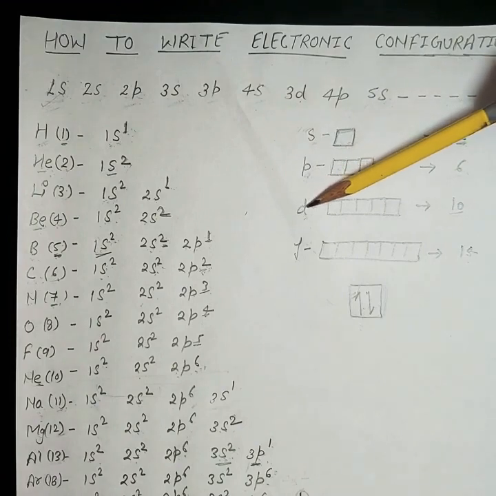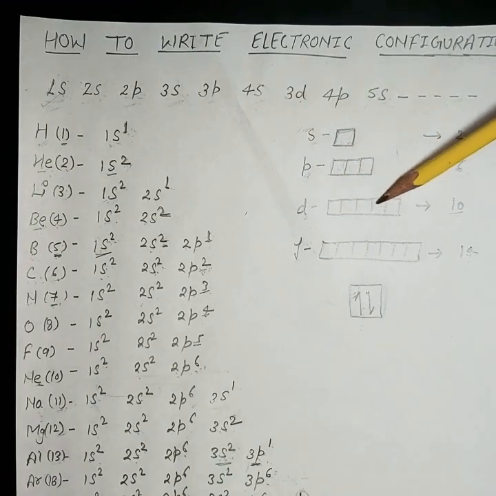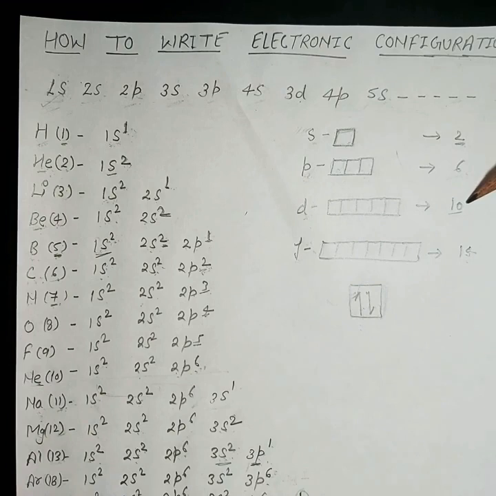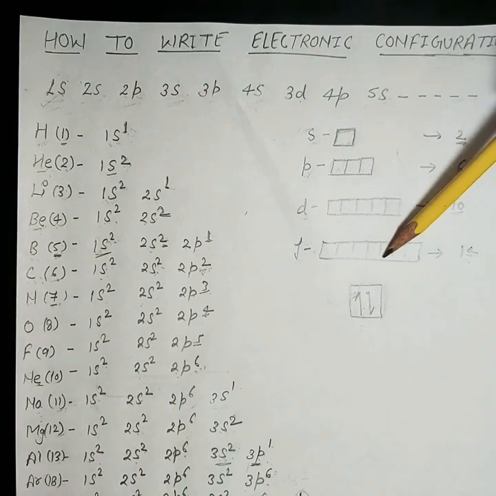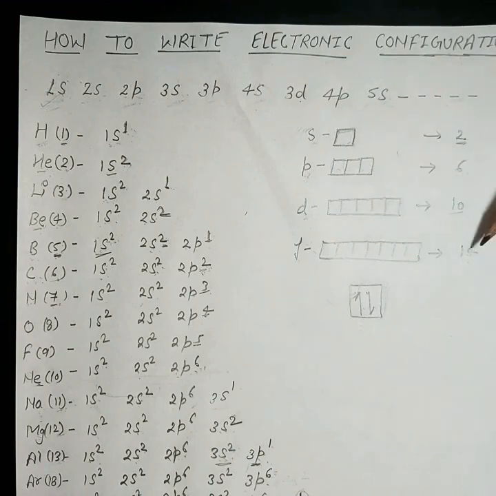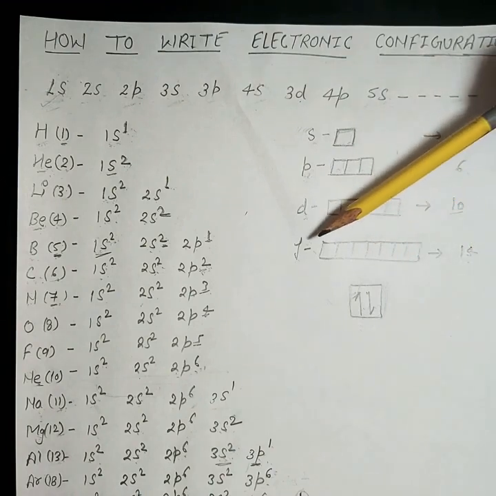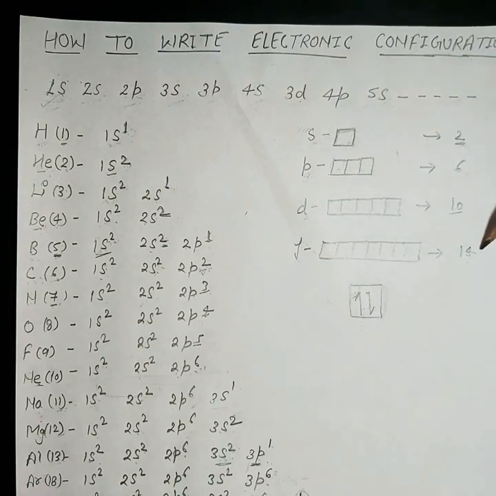Again for d, since d has 5 orbitals, it will have 5 into 2 equals 10 electrons, maximum 10 electrons. Now the f suborbit has 7 orbitals, and for 7 orbitals 14 electrons can be there. So because of the presence of 7 orbitals, it will have maximum 14 electrons. Now let's start electronic configuration.